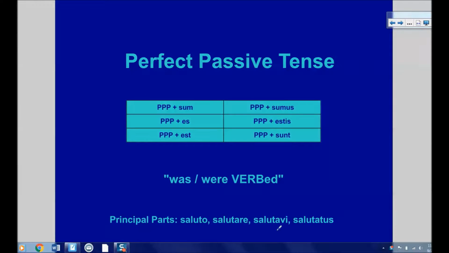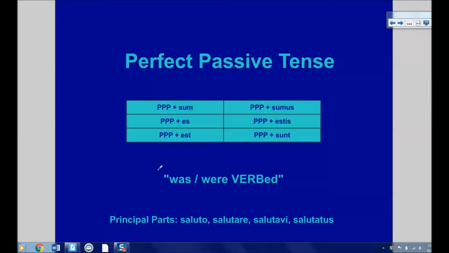The next passive verb tense is going to be the perfect passive tense. And it's going to be translated was or were verbed. Now, you can translate it has or have been verbed, but I just keep it simple and say was or were verbed. Either one is technically fine. What I would do is just pick one and stick with it. So the one that I've picked is was or were verbed.